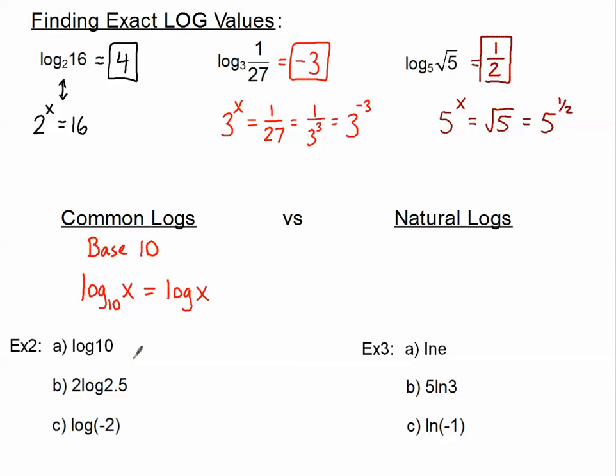So if we wanted to evaluate these, we could use the button on the calculator for common logarithms. Hopefully you don't actually need the button for the first one. The log, base 10, of 10, of course, is equal to 1. That's one of our side properties.